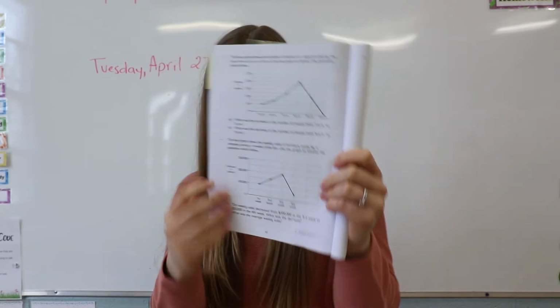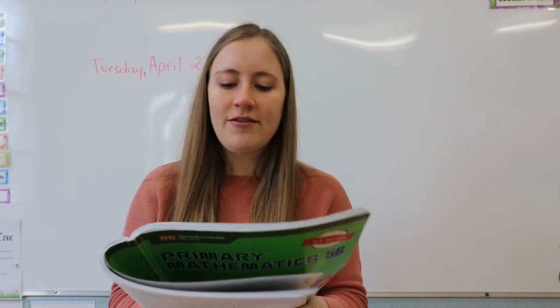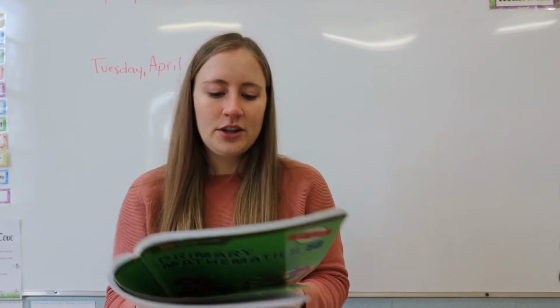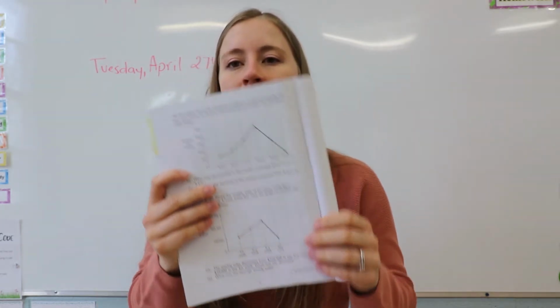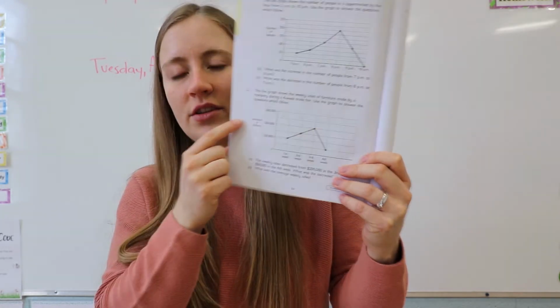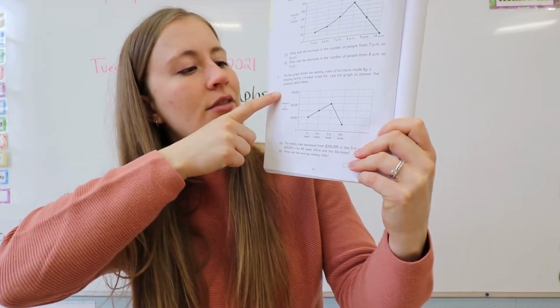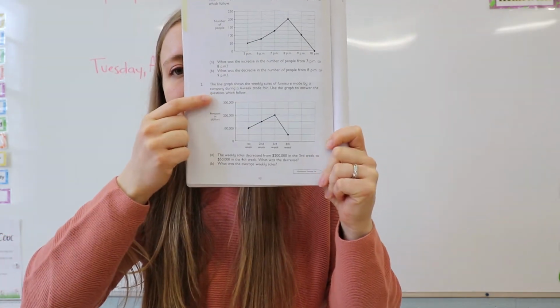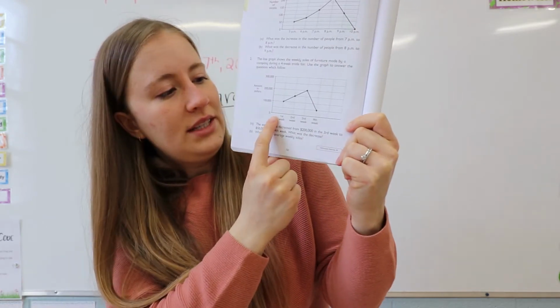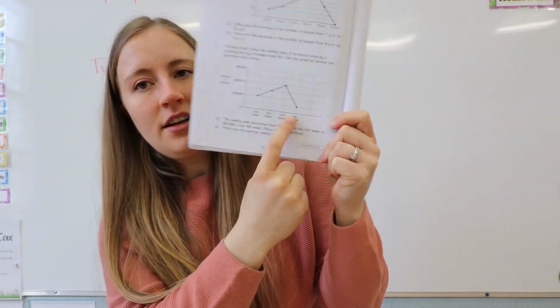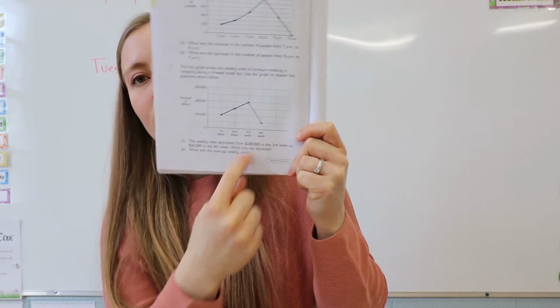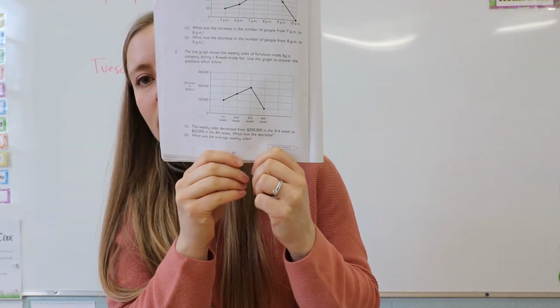So let's look at number 2 together. The line graph shows the weekly sales of furniture made by a company during a 4-week trade fair. Use the graph to answer the questions which follow. Okay, so now we look at our scale and it's huge. The amount in dollars goes up by 50,000. So we have 100,000, 200,000, and 300,000. And we see that each week is marked. That's our scale for the bottom, and there's only 4 points.